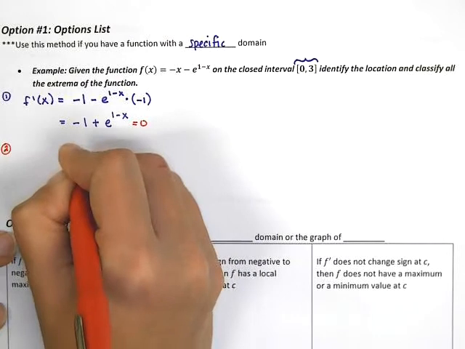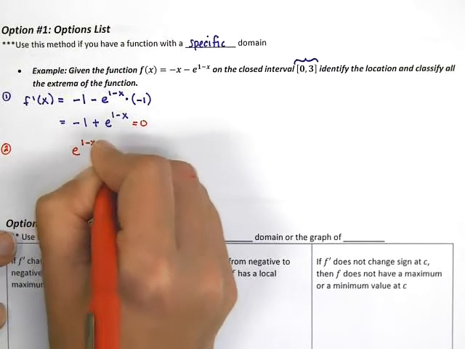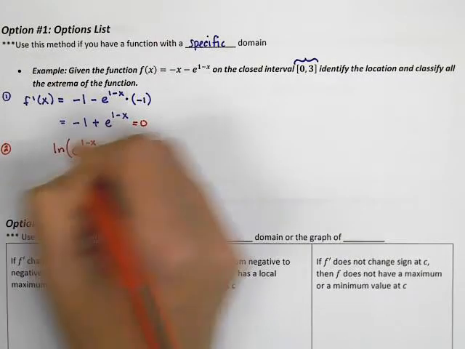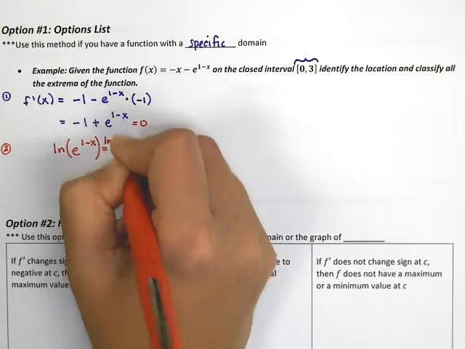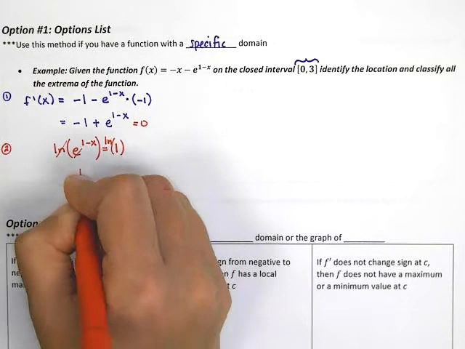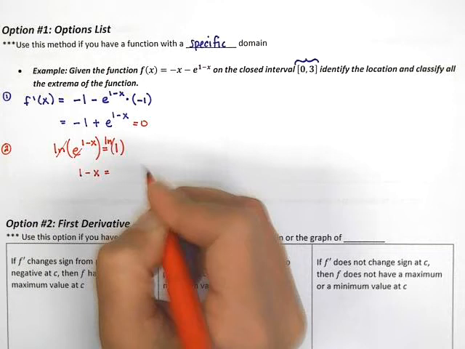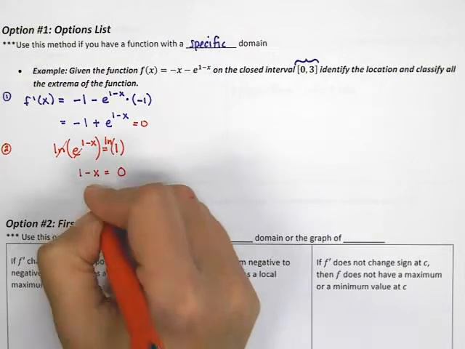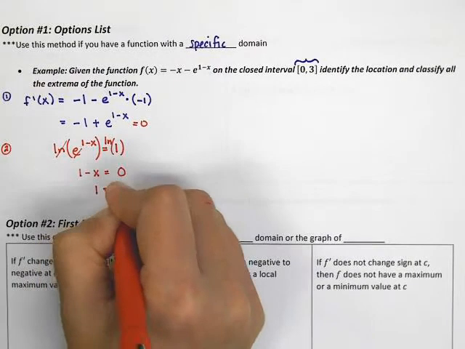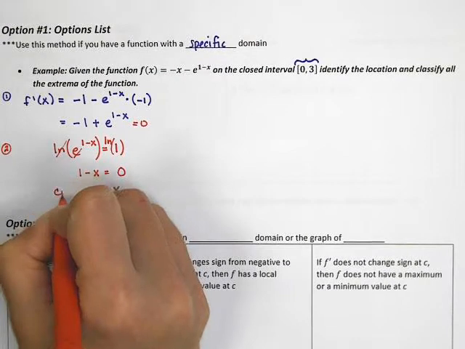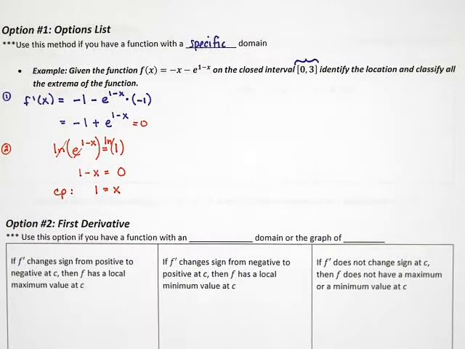To solve this, I would have e to the 1 minus x equals 1. I'm just moving the -1 over. I would natural log both sides. And the natural log of e and e cancel, so we just have 1 minus x. The natural log of 1 is 0, which is an important fact to remember because we're going to need to know that frequently. Finally, I would add the x to the other side, so I would have 1 equals x. So my critical point in this problem would be at x equals 1.